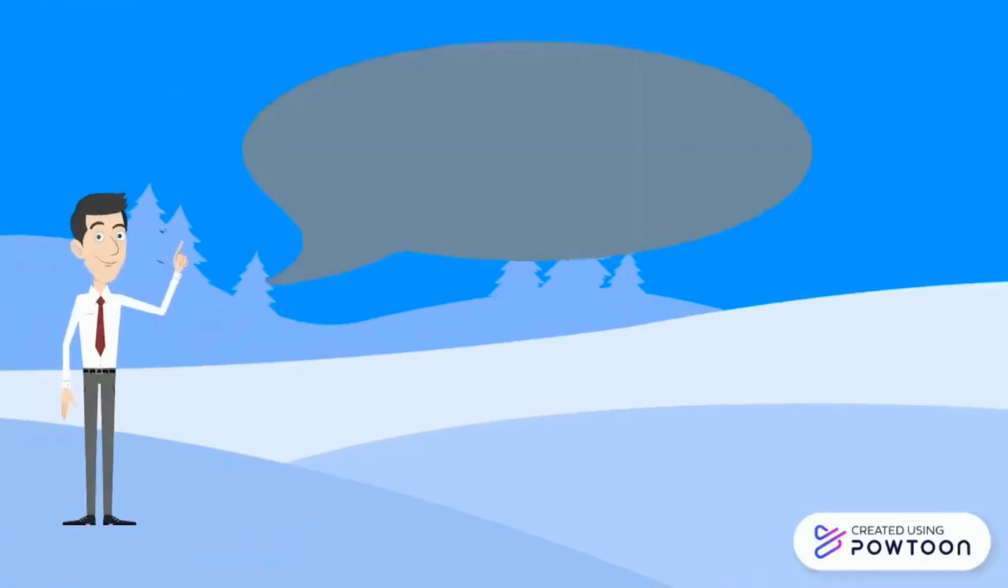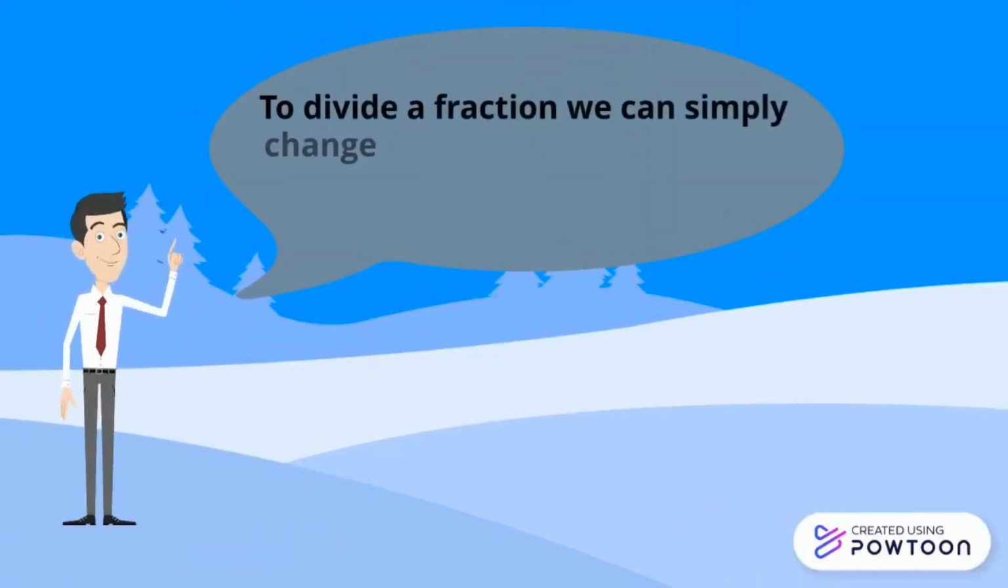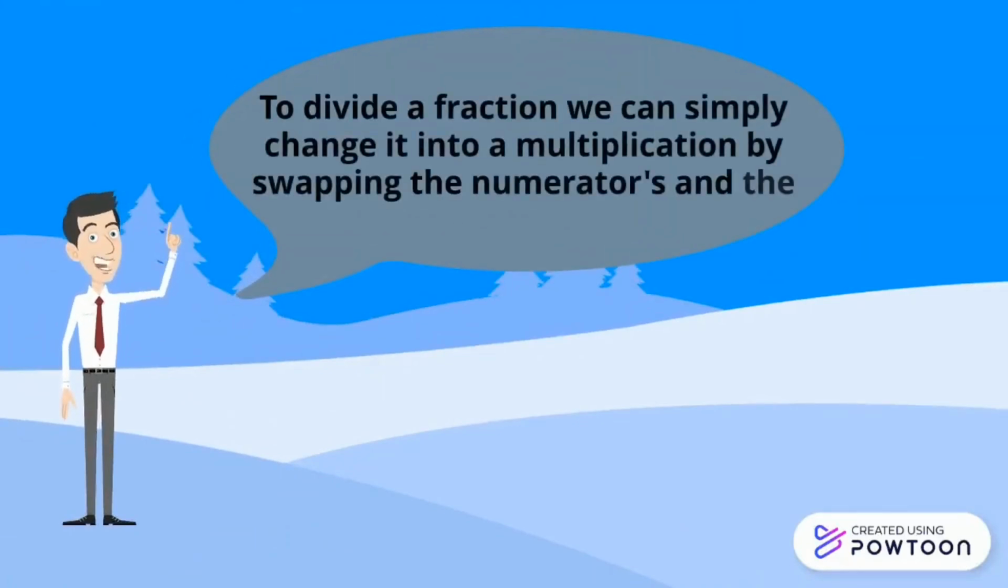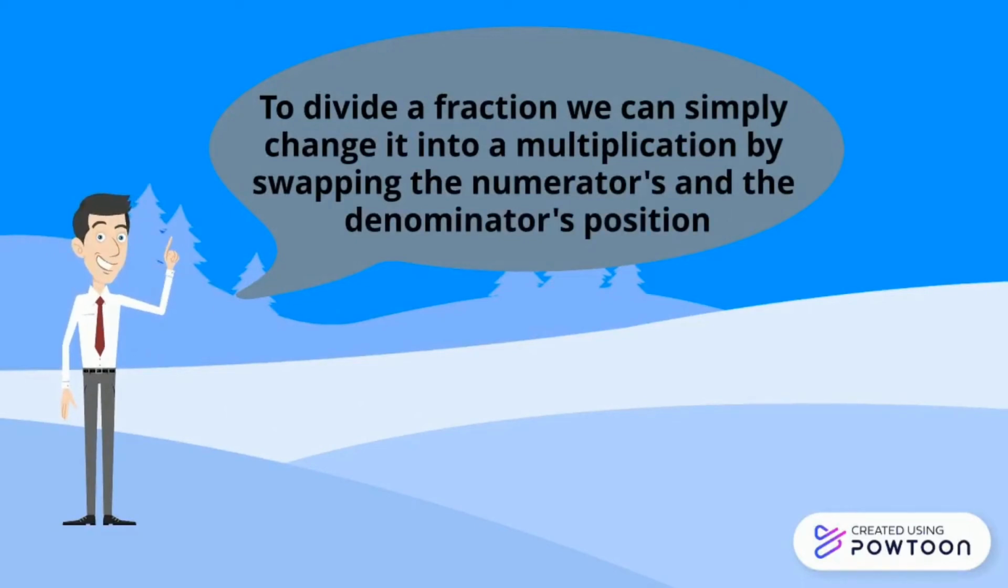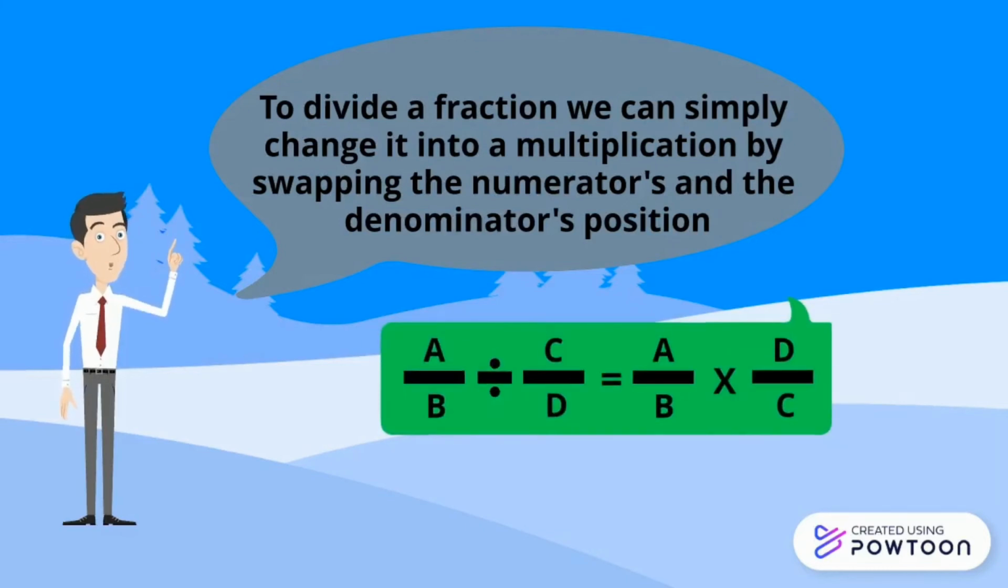Which is why, to divide a fraction, we can simply change it into a multiplication by swapping the position of numerator and denominator. To understand it better, take a look at this formula.